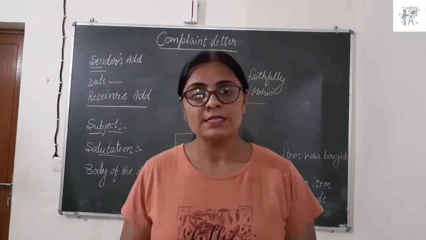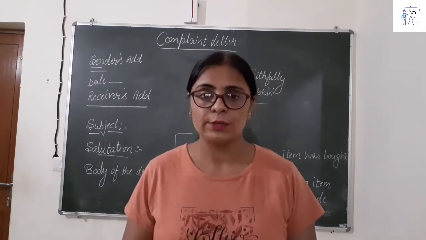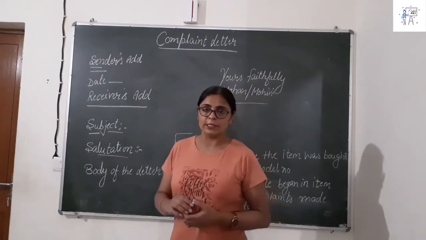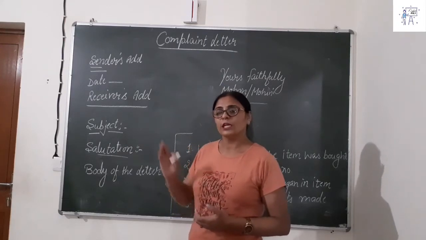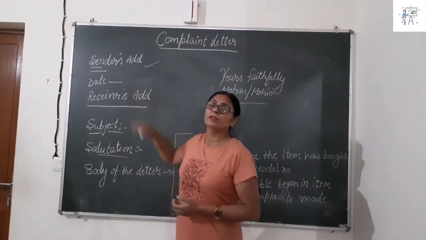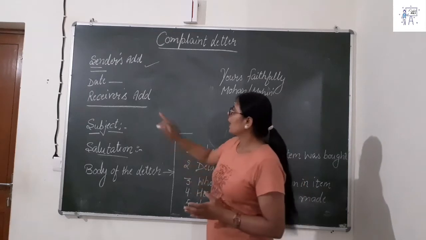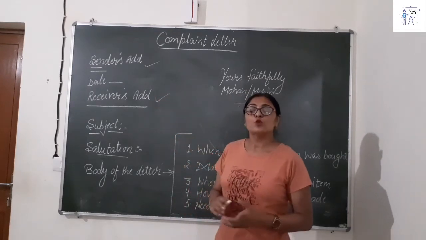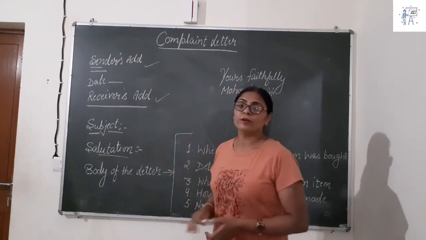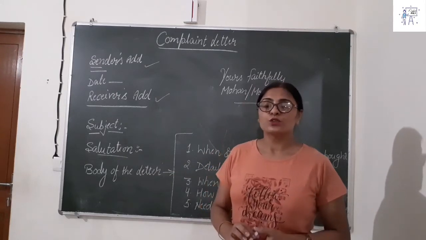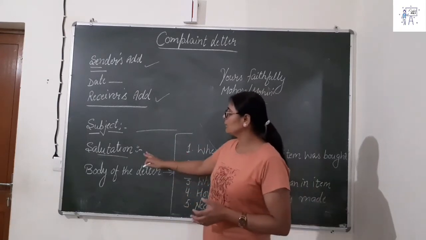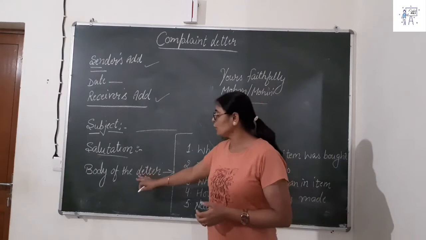Now we will see the proper layout to write a complaint letter. So let's see on the board. Normally, as we do with formal letters, first of all we write the sender's address at the top, and then after leaving one line we write the date on which the complaint was made. Then comes the receiver's address, the one to whom we have made our complaint. After this we write a descriptive or precise subject to highlight the problem of the product, right? Then we write the salutation, and then the body of the letter will come.